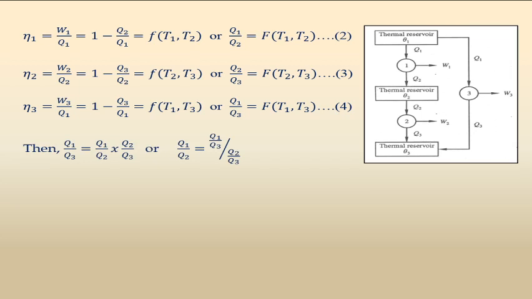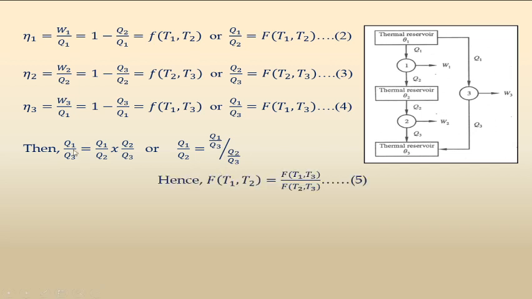Now we'll compare these equations. Since the left hand sides are only energy values, heat energy values, Q1 by Q3 is equal to Q1 by Q2 into Q2 by Q3. You can write an equation like this because they are only numerical values. Or if you rearrange this, Q1 by Q2 can be written as Q1 by Q3 divided by Q2 by Q3, because they are all numbers only, the energy values.